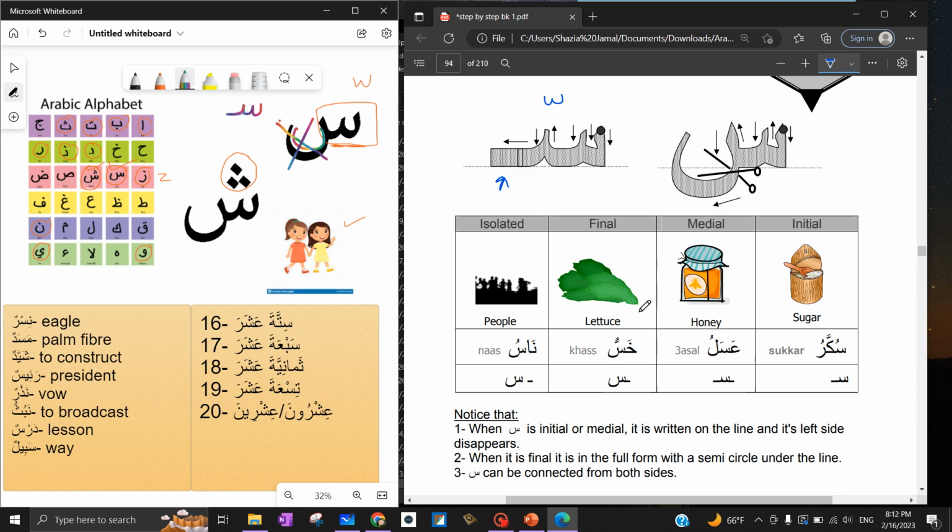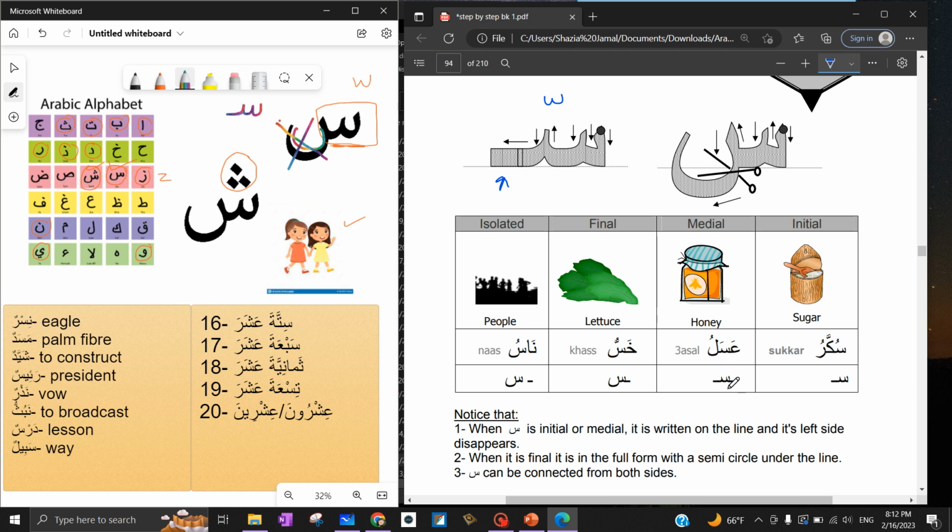So let's see the other words, the vocabulary in this table. First of all, it is sukkar. Sukkar is sugar, and you can see when seen is an initial letter, what happens? The W of seen is written, the first part, and the small tail is left. Then kaf is joined with that tail, and then kaf again has a small tail to join with the last letter. So kaf is also joined from both sides. Seen is also joined from both sides.